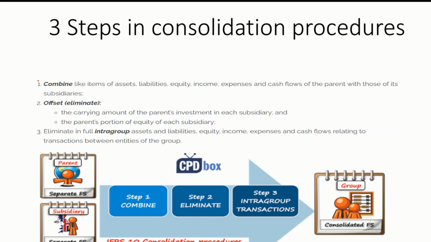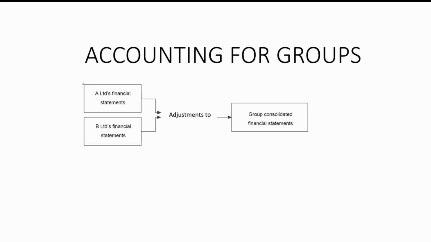Yes. Don't forget, the first step in consolidation is that we combine. We combine the assets. We combine the liabilities. We combine the equity. We just add them together. That's the first step. Then after we have done the first step, the second step is that we make adjustments. Then once the adjustments have been made, we can get our group consolidated financial statement. Don't forget these three steps.